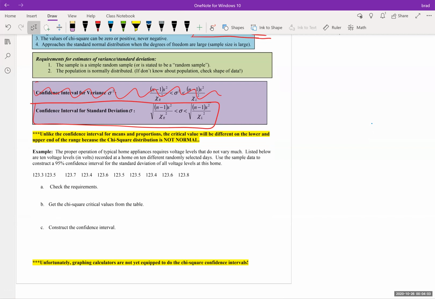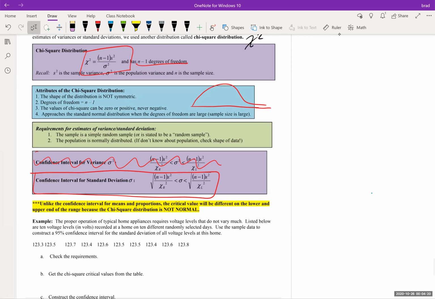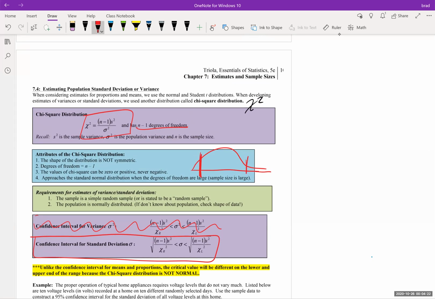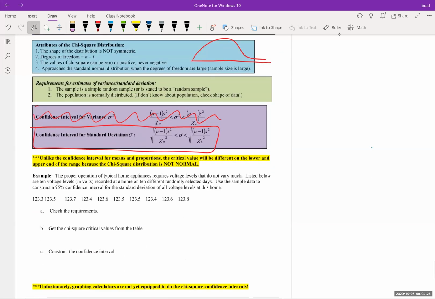Unlike confidence intervals for means and proportions, the critical value will be different on the lower and upper end because the chi-squared distribution is not normal. What that also means is it's not symmetric. So when you think of this curve, the value here will not have the same shape as the value over there. So just keep that in mind.